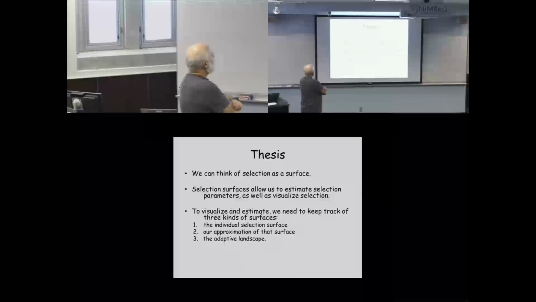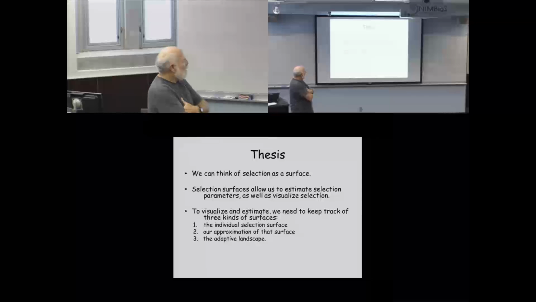Second point, selection surfaces allow us to estimate selection parameters as well as to visualize selection. So while you're estimating the parameters that describe a surface, you're estimating those same parameters that we talked about yesterday. And in the process of this visualization and estimation, we need to keep track of three kinds of surfaces. And this is probably the biggest take-home message, because these distinctions seem subtle at first, but they are going to be important to us. And I can see some of you knitting your brows.